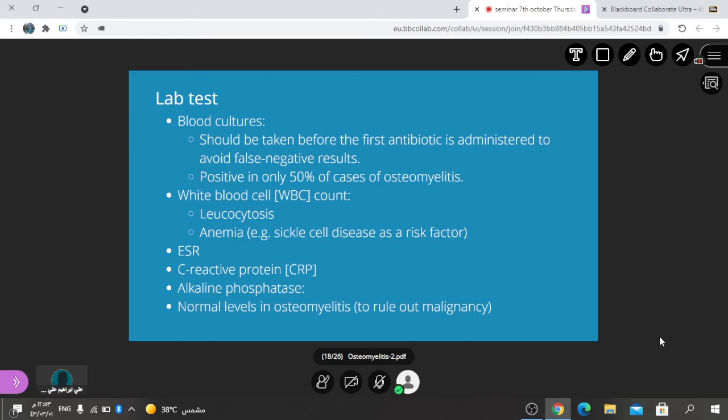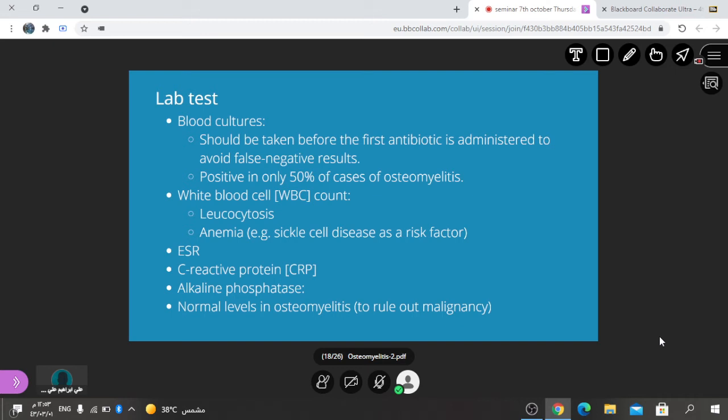First, we'll take a blood culture, which needs to be taken quickly before the empirical antibiotic treatment, or at least within 48 hours after starting the empirical treatment, if it has been given, to avoid any false negative results that could complicate the osteomyelitis further. The second lab study is the white blood cell count and differential, which may show leukocytosis depending on the stage of osteomyelitis.